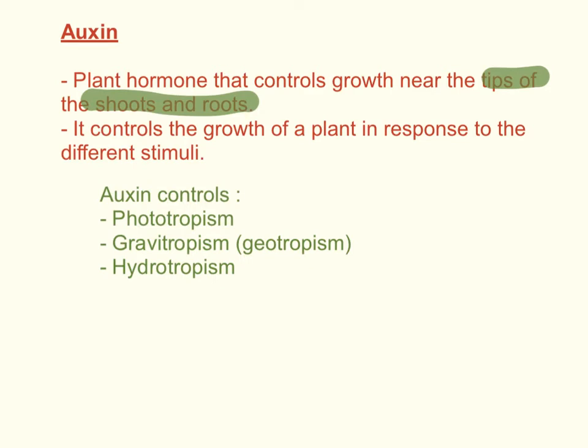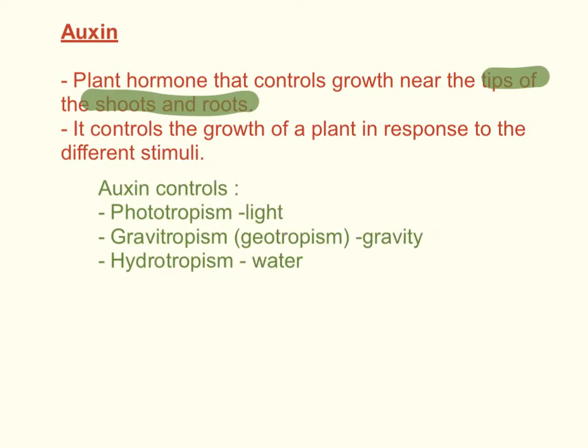Auxin specifically controls 3 different stimuli: phototropism, gravitropism, that is also known as geotropism, and finally hydrotropism. I'd like you just to take a minute to try and work out which of our 3 stimuli from our first slide actually matches up to these 3 tropisms.